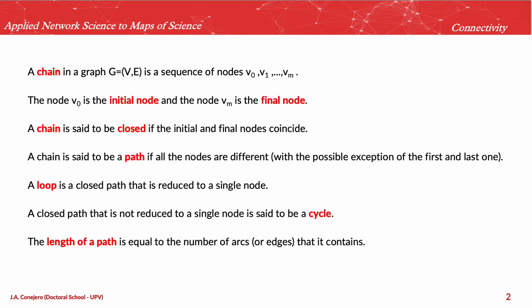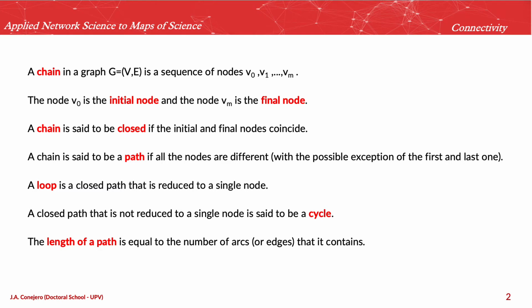Next, a loop, as we said before, is a closed path that is reduced to a single node. It's also interesting for many applications, as is the case of Eulerian graphs, where we look for cycles, and a cycle is a closed path that is not reduced just to a single node. So a loop is just a node connected with itself, and a cycle is a node connected with itself by passing through different nodes.